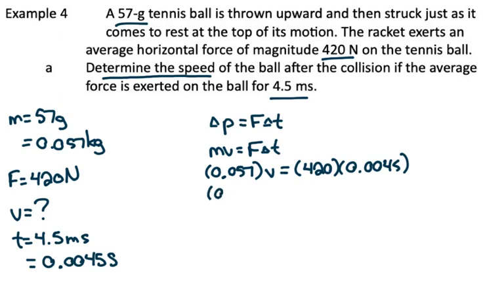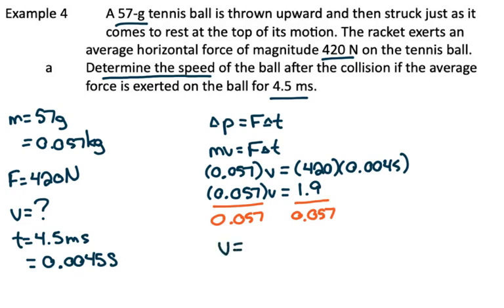Multiply out the right side. We get 1.9. Divide both sides by 0.057. Going to 2 sig figs, as we have with everything, we get 33, and speed is measured in meters per second.